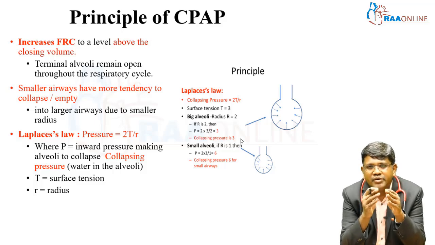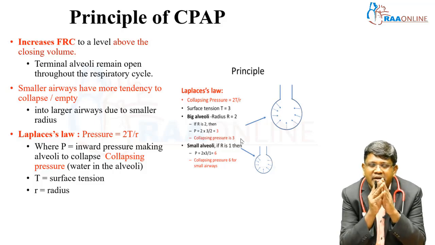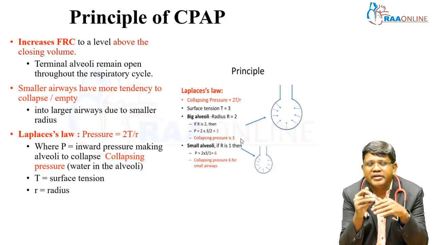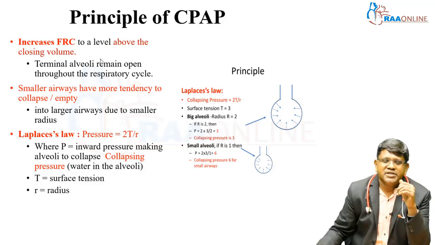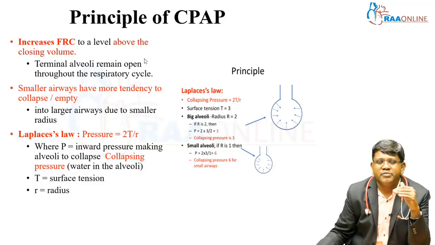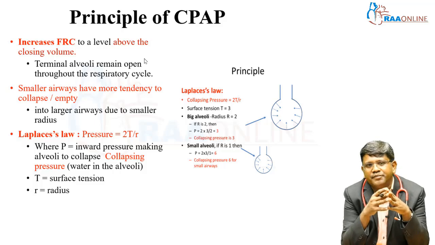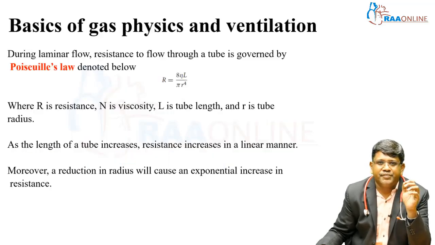CPAP helps to recruit the smaller alveoli and keep them open. That is the way CPAP helps. It recruits the smaller alveoli, keeps them in the air exchange process, thereby avoiding the collapsing pressure. It increases the functional residual capacity to a level above the closing value. That is an important thing. The terminal alveoli are kept open throughout the respiratory cycle in CPAP compared to without CPAP. The smaller alveoli have more tendency to empty because of this ratio. According to the Laplace law, CPAP helps to overcome this collapsing pressure.